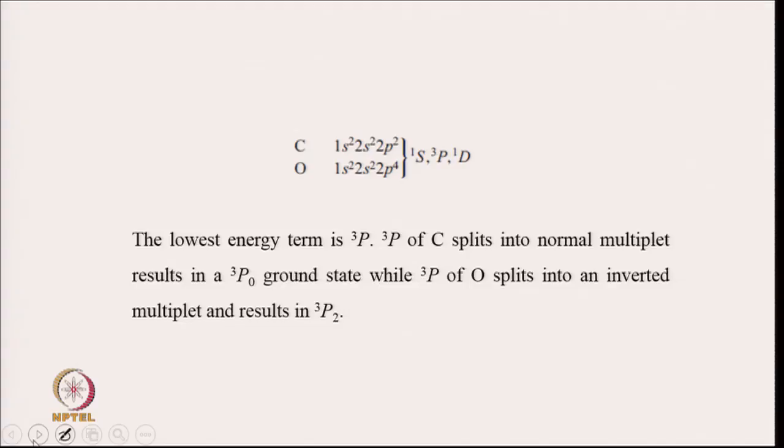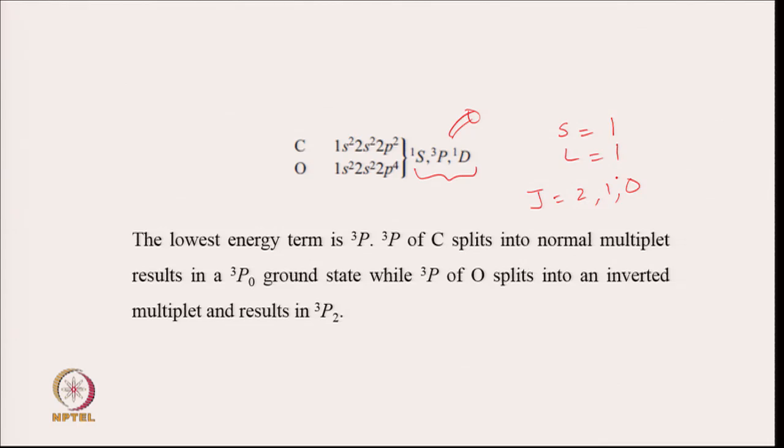Now take the case of carbon and oxygen. They give 3 different terms. This one has the highest multiplicity, and so this is going to be the ground state. 3P is going to be the ground state for both carbon and oxygen. Now for 3P, S is equal to 1 and L is equal to 1, so it is going to have J values 2, 1, 0.